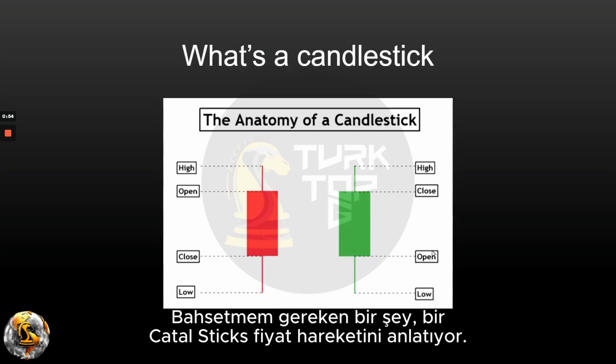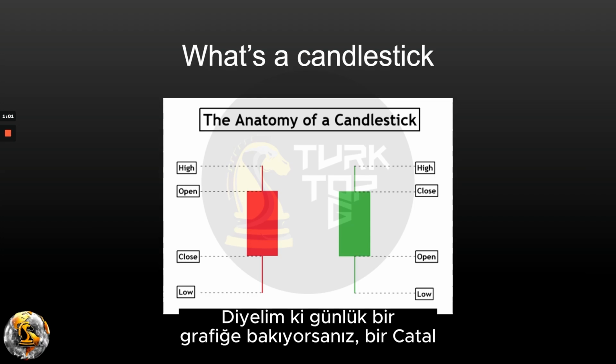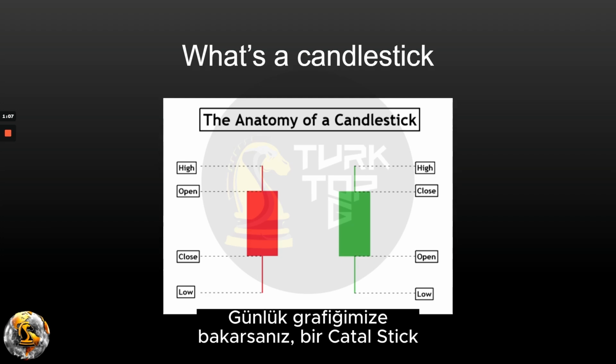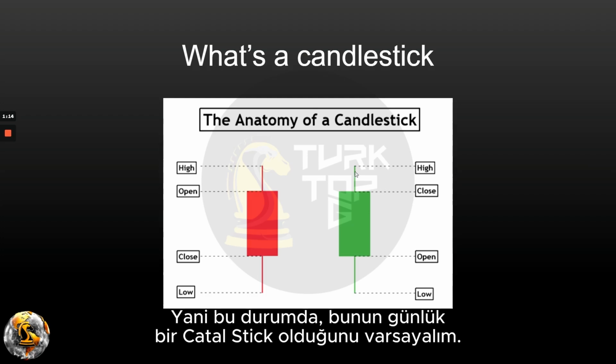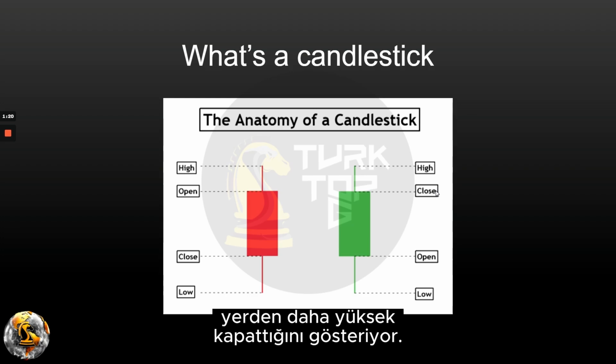One thing I should mention, a candlestick describes the price action in a specific period of time. So let's say if you're looking at a daily chart, one candlestick will represent the price action for one day. If you're looking at an hourly chart, then one candlestick will represent the price action for 1 hour. So in this case, let's assume this is a daily candlestick. All this green color shows is that the price closed the day higher than where it opened.